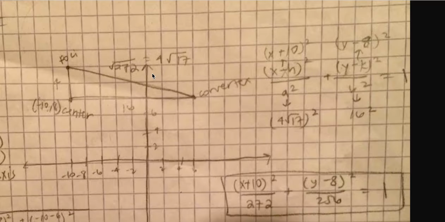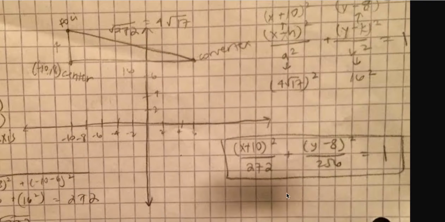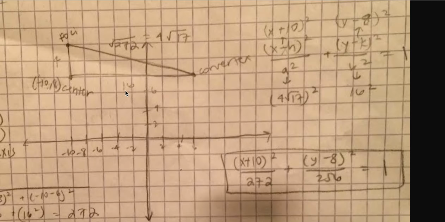For my a squared value, what I would do is use the hypotenuse, and that ended up being the 4 root 17 squared plus 16 squared. And ultimately, when you plug this in, you get your final equation of (x plus 10) squared over 272 plus (y minus 8) squared over 256 equals 1.